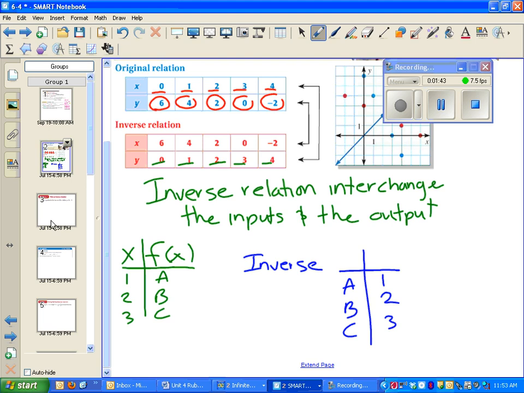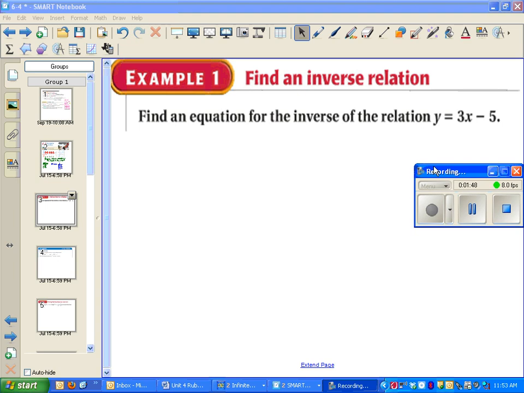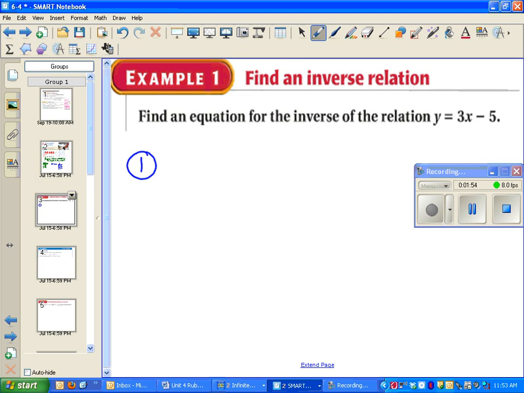So for example 1, we're going to find the inverse of this. Since the x's and y's switch, the domain and range switch, we are going to, if you're a step person, this is for you, switch x and y, and then solve for y again.